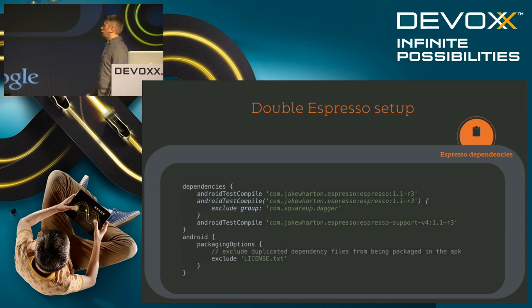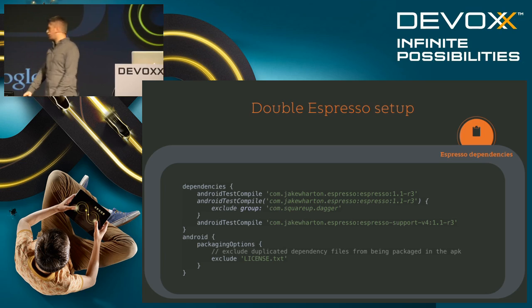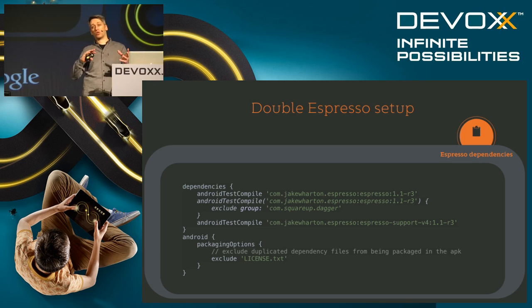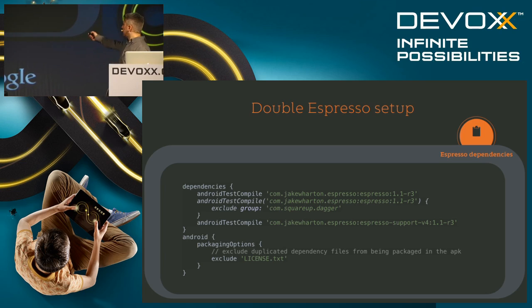With the normal way of excluding groups, you can, for instance, say, oh, I already have Dagger in my project. This doesn't need to be brought in as a transitive dependency. And of course, it's split up a little bit. So, for instance, if you want Espresso for a support library, it's an additional dependency.